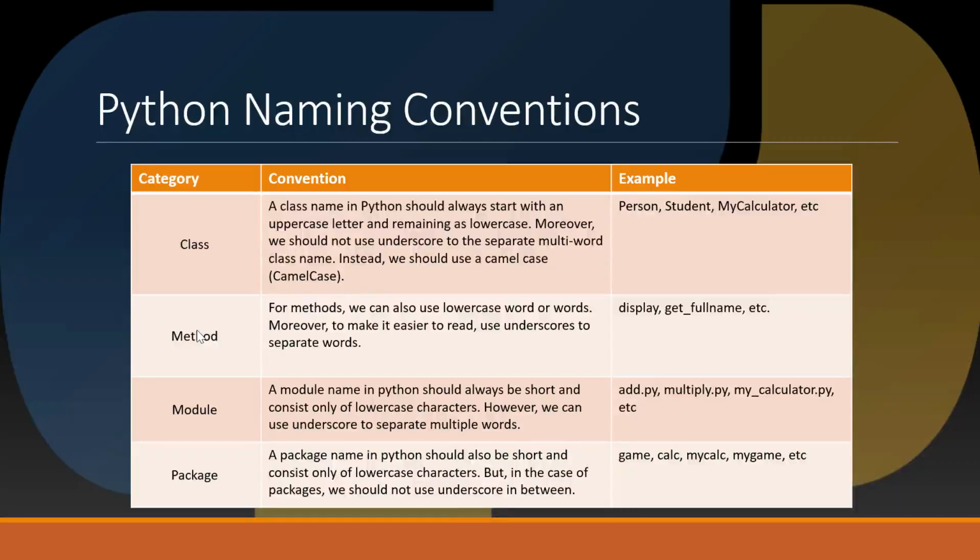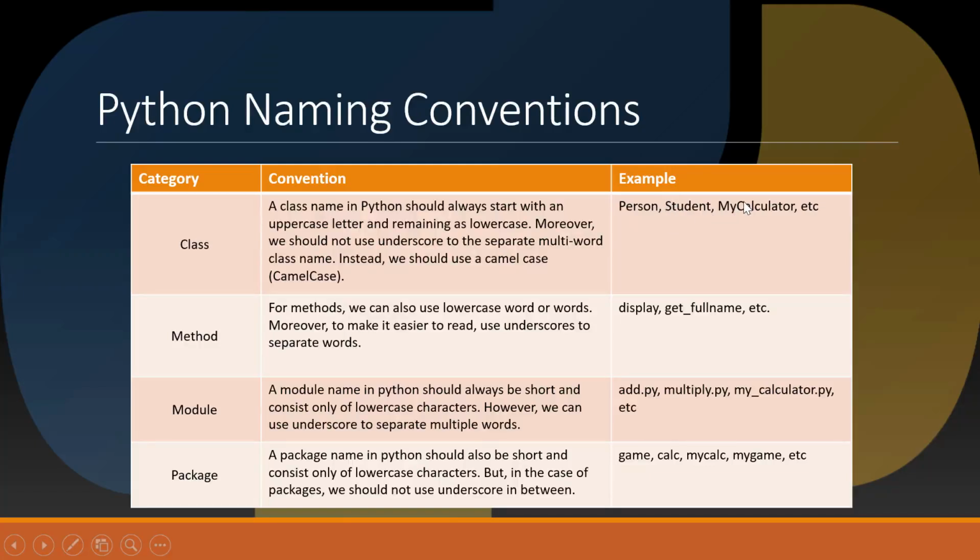Now after functions, there are Python naming conventions related to other things as well. For example, for a class in Python, we should always start with an uppercase letter and the remaining as lowercase. Unlike variables and functions, where we use underscore, in the case of a class we should never use underscore. Instead, we can use camel case. So here you can see certain examples related to class names. Person could be a class name, so P in the class name should be capital. After this, Student is another class name where S is capital.